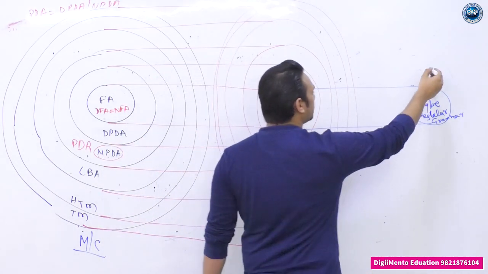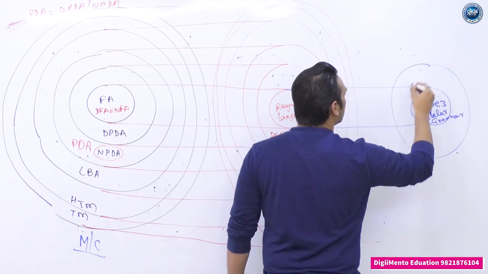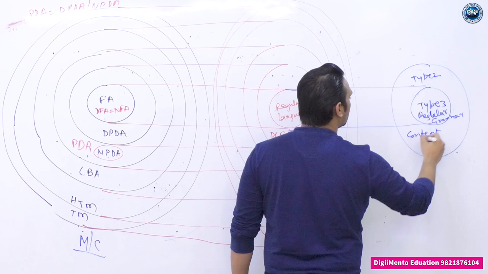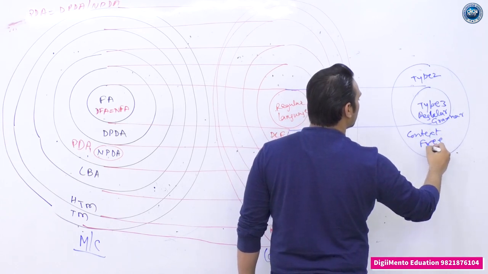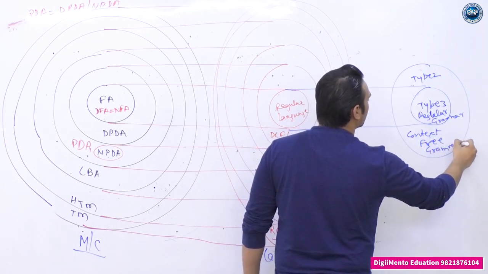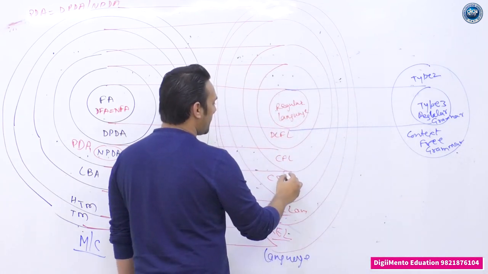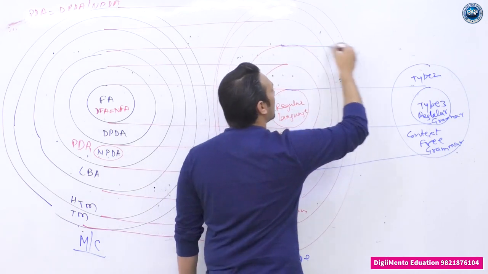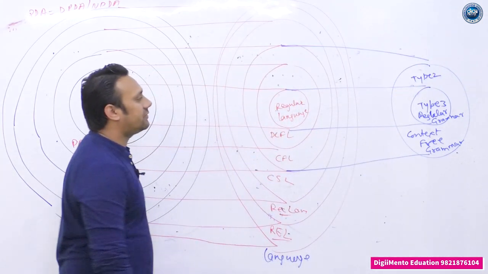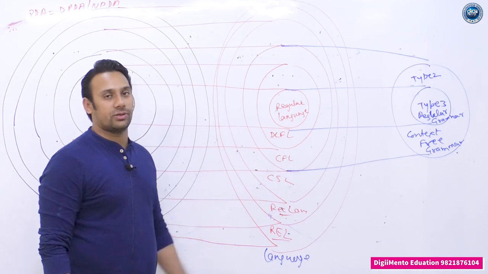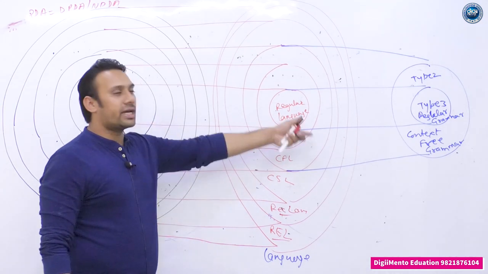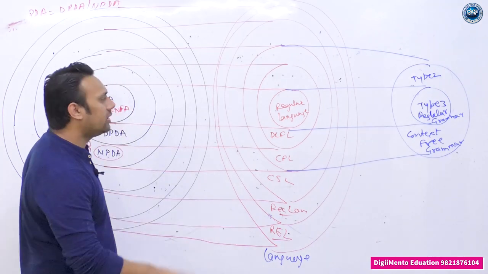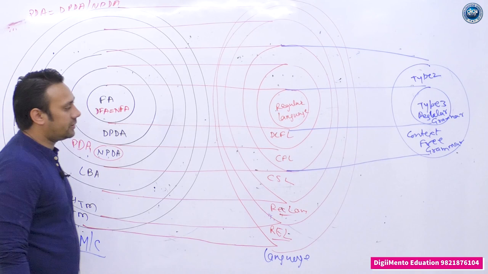Then we have type 2 grammars, which are also called context-free grammars. Context-free grammars you can create for context-free languages. If a language is context-free, whether it is deterministic context-free or just context-free, we can create a context-free grammar. Again, there are more partitions like deterministic context-free grammar or just context-free grammar. We will discuss that later, right?